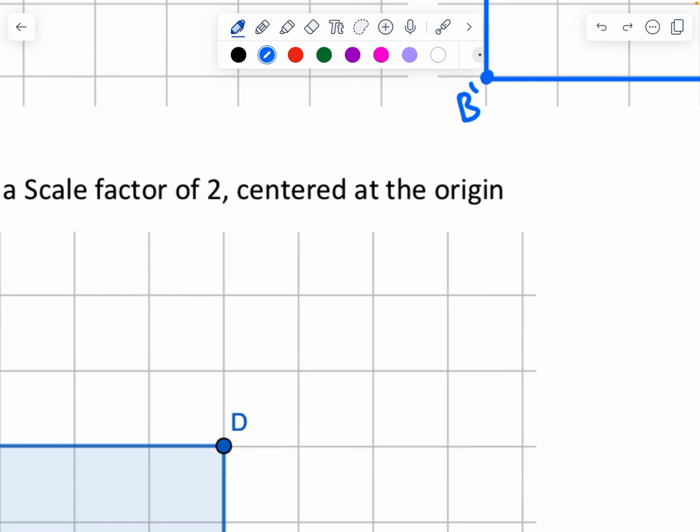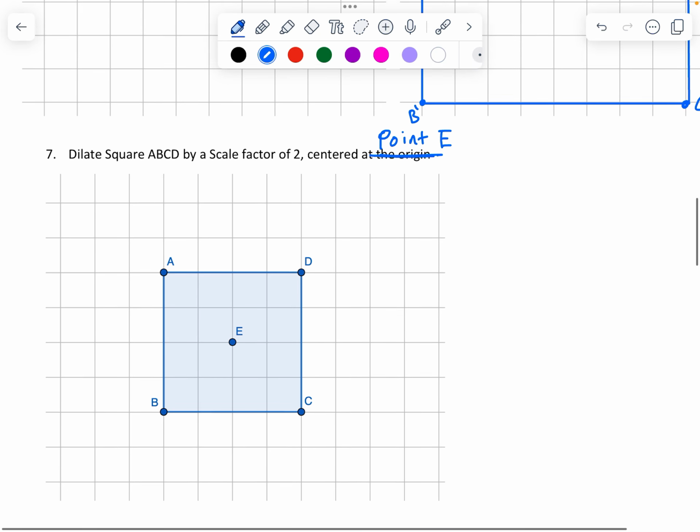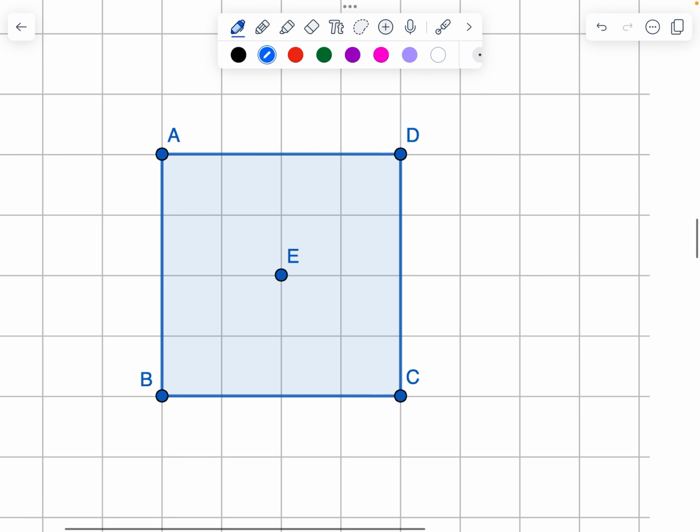this should not say centered at the origin. Sorry, guys. This should say centered at point E. So we're going to talk about what do you do if the center is in the middle of the shape, if it's not one of the vertices?